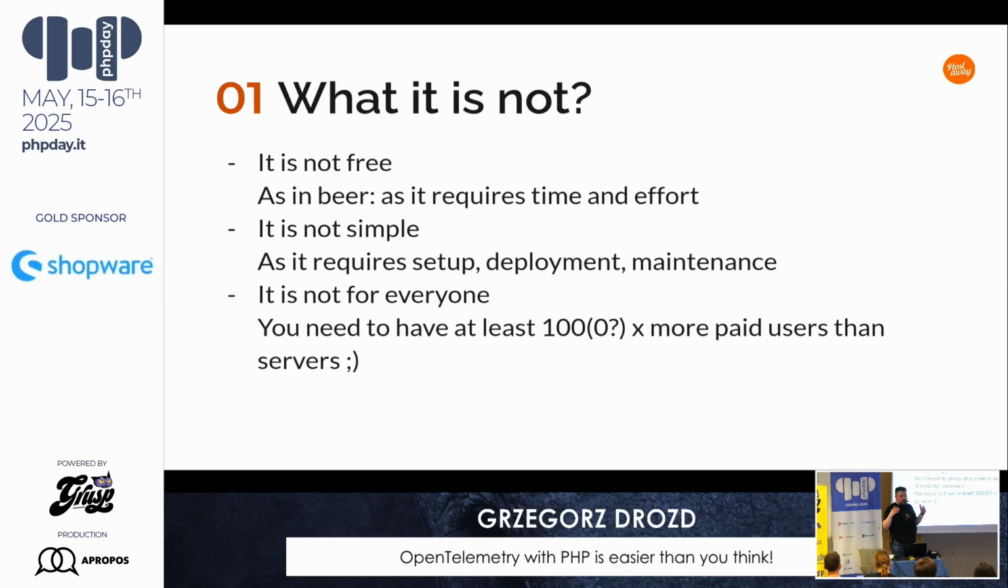If you are smaller in scale, then you should probably use some existing APM solution, an all-in-one like New Relic or Sentry or something like that. And I think this can be measured in terms of how many paid users your SaaS has. If you have more servers than paid users, then probably OpenTelemetry is not for you.